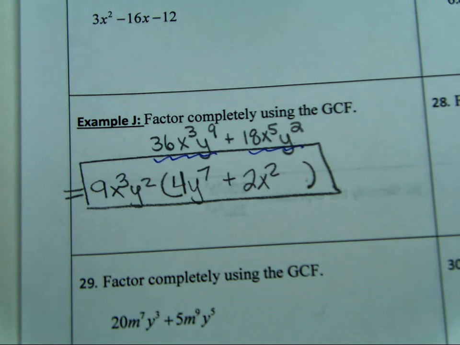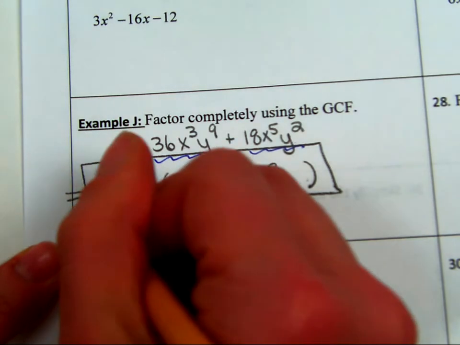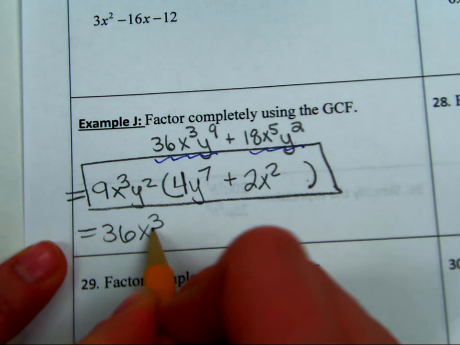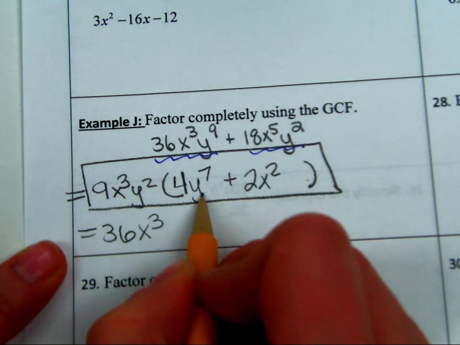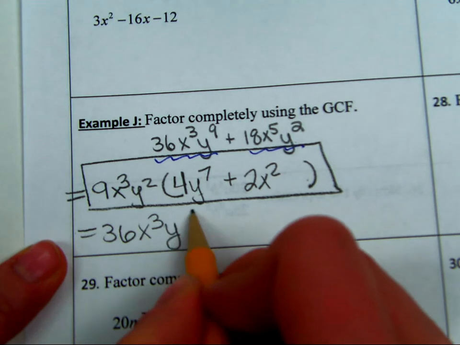Again, to check, just distribute. See if you get what you started with. 9 times 4 is 36. X to the third. And if you do y squared times y to the 7th, they have the same base. You're allowed to add their exponents. That would be y to the 9th.